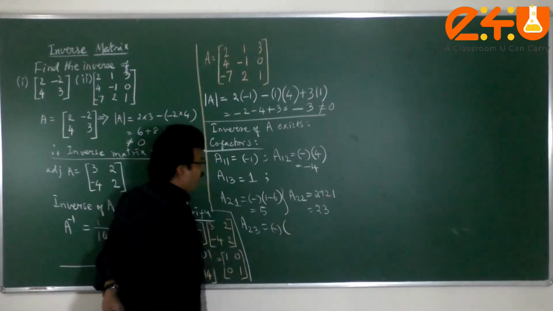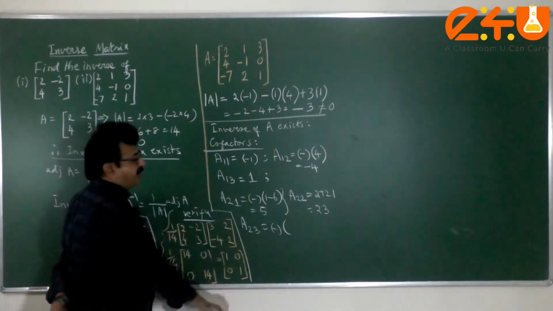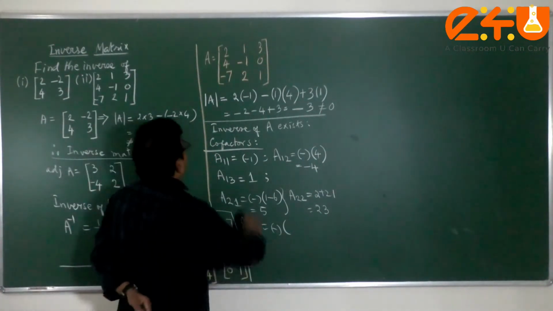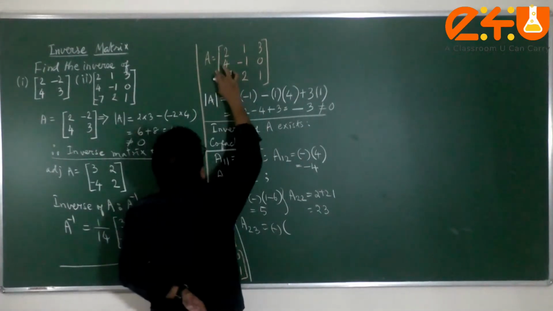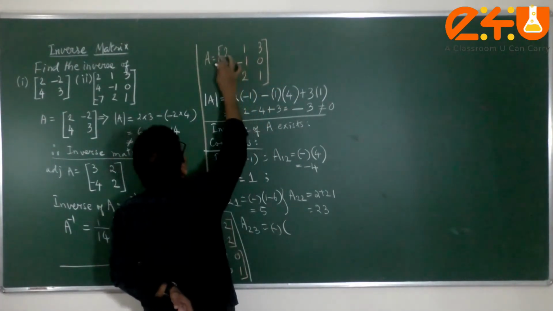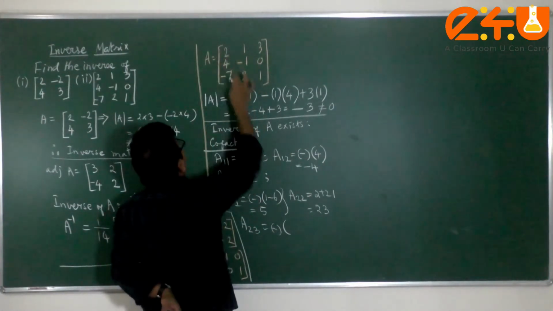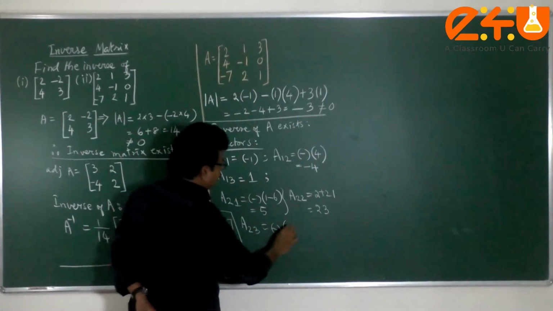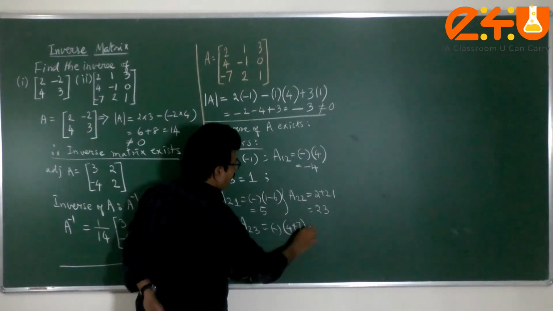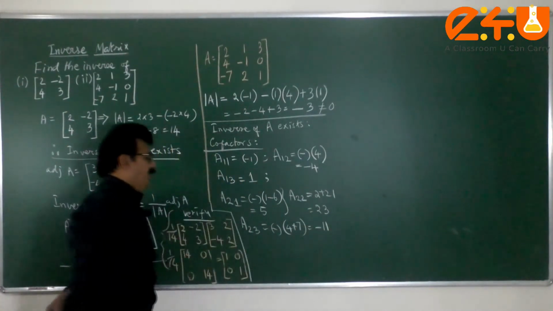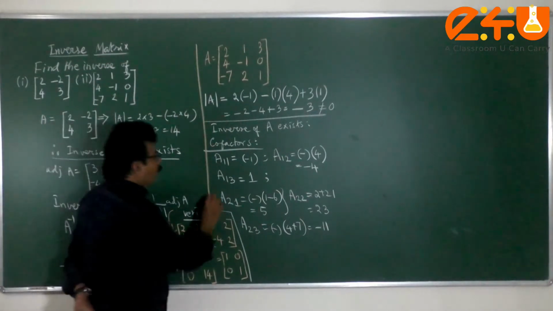By default, it begins with negative sign because 2 plus 3 is odd. 2, 3. So leaving row 2, column 3, I find 2, 1, minus 7, 2. So the determinant is 4 plus 7 makes minus 11, completing row 2.